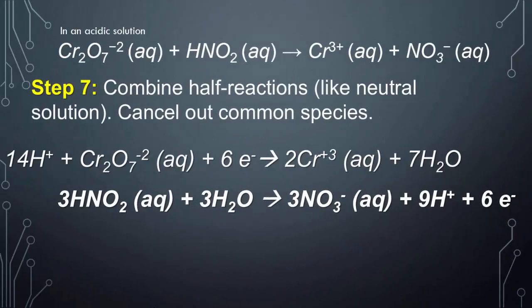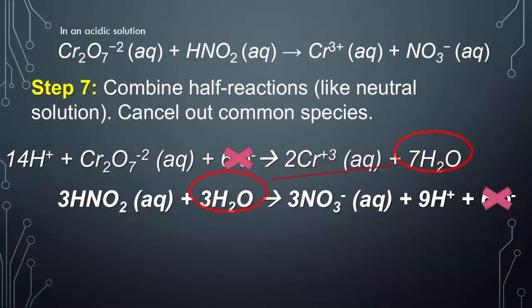The 7th step is to combine the half reactions, just like we did in the neutral solutions. After you do that, you have to cancel out all the common species. So again, if you strategically write these 2 half reactions with the yield arrows right on top of each other, you can then start to cancel out all the common species and the electrons. So let's start with the electrons. You notice we have 6 on top, 6 on the bottom, so they cancel out.